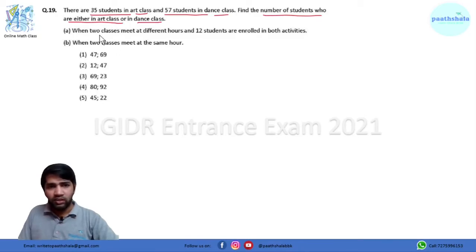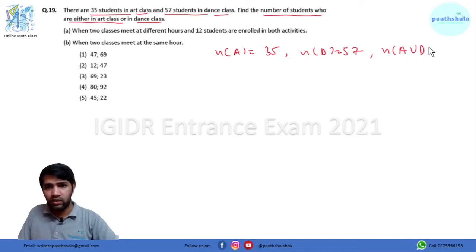Okay, there are two cases here. First, let the number of students in the art class, NA, equal 35, and ND, the number of students in the dance class, is 57, and we have to find N(A union D). Okay, so this we have to find. First case, it is saying when two classes meet at different hours, 12 students are enrolled in both activities. So here it is basically given N(A intersection D) is 12. So we have to find this value.